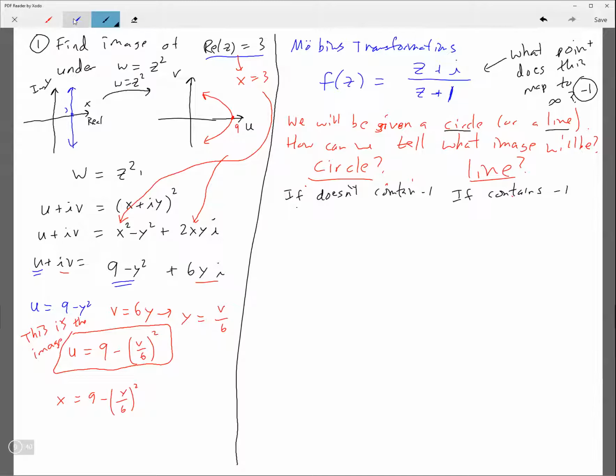okay? So for example, what is the image of this? Okay, so this is, do you guys remember what object this is? Circle. Yes, that's a circle. And we can draw it here.